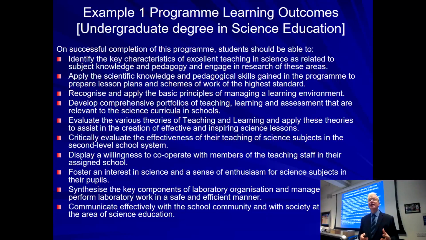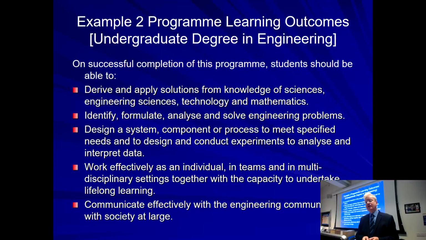Hence, it's called an aspirational learning outcome, because it can only be assessed down the road when the students have graduated. Here's an example of an undergraduate degree in engineering, and again, you have learning outcomes which are quite straightforward to assess. This is an interesting one: work effectively as an individual and in teams. So teamwork that may or may not have been assessed during the programme.